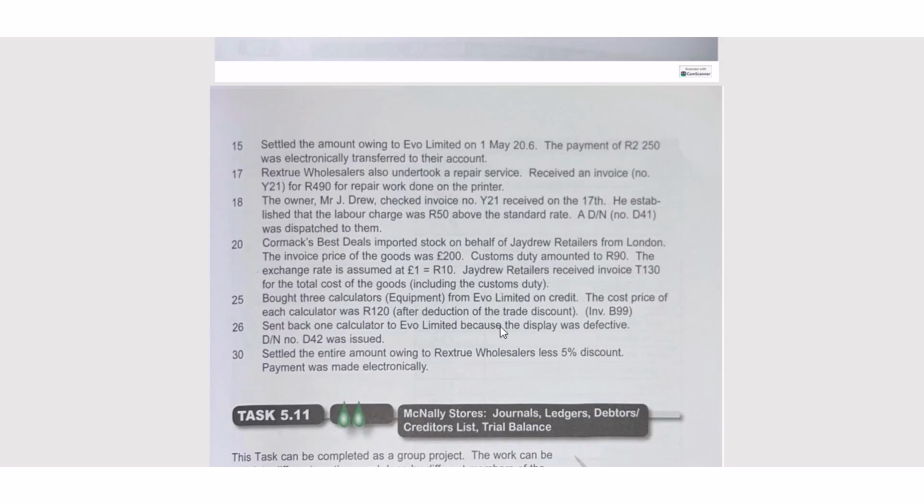Right. So you already have your answer pack that is pre-printed for you to do these journals, general ledger and creditors ledger and list. So I hope that you will find this homework beneficial.